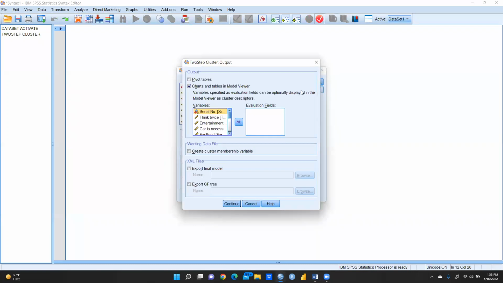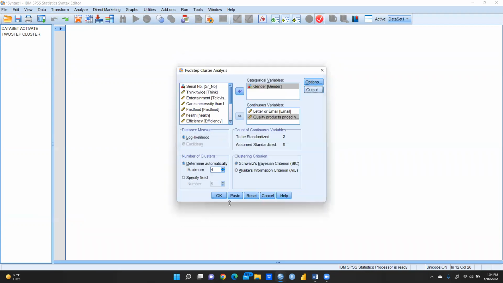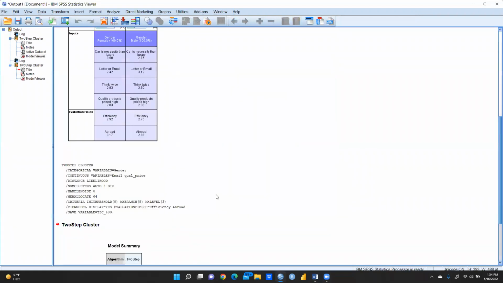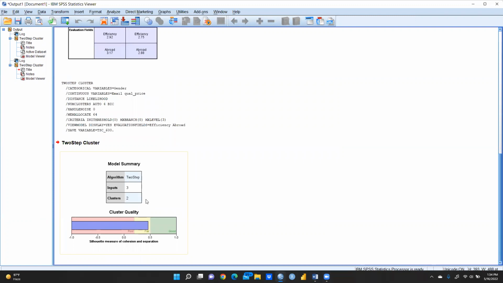For the evaluation field, let's say efficiency is one of the evaluation fields, and I want to take the evaluation field as, let's say, abroad. I would create a cluster membership variable, and let me click OK. You can see here there are two clusters. The model summary shows algorithm two-step, inputs three, and clusters two. Let me click here.